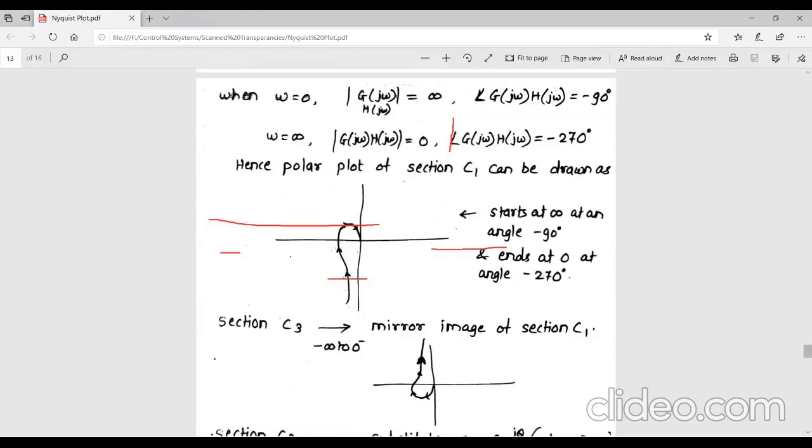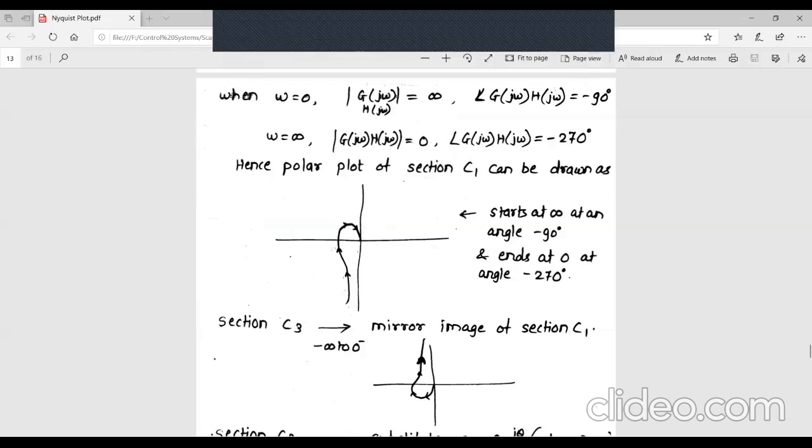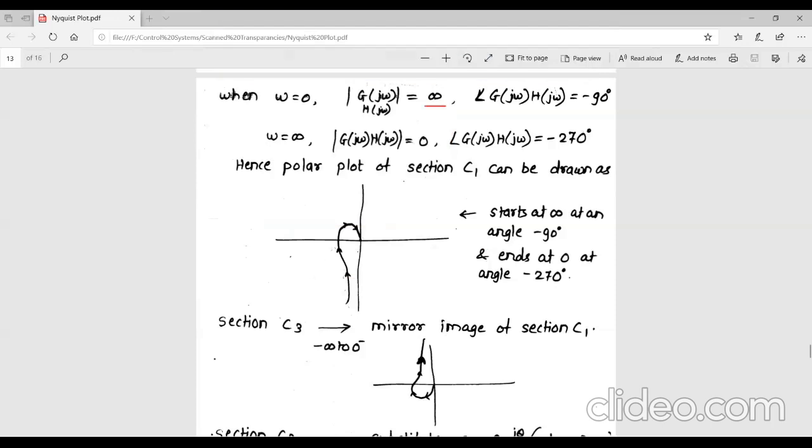So now we substitute omega to be 0. It gives you the magnitude as infinity. You can substitute and check whether these values are right or wrong; you can verify these values. I have written it from the equations. And the angle comes out to be minus 90 degrees. For omega equal to infinity, the magnitude becomes 0 and the angle is minus 270 degrees.